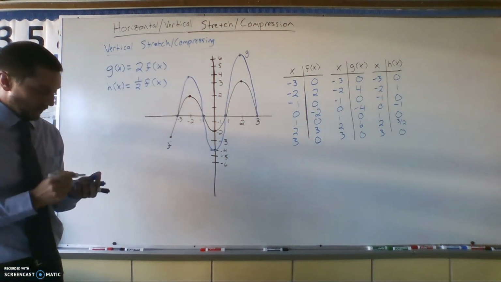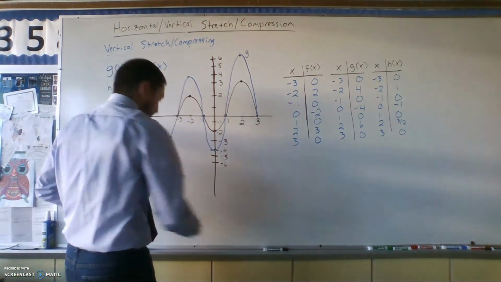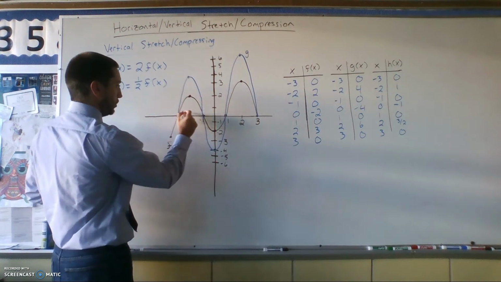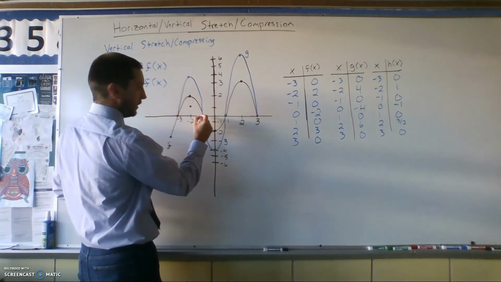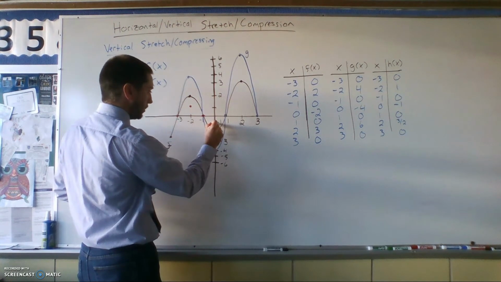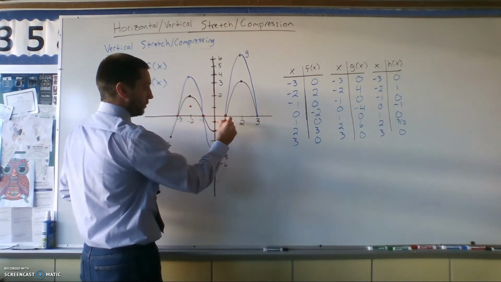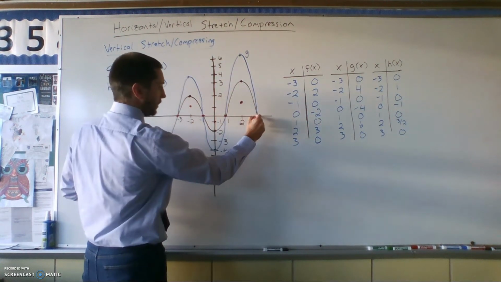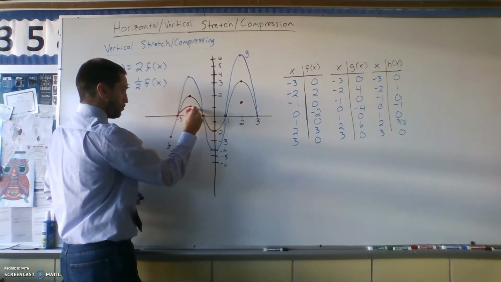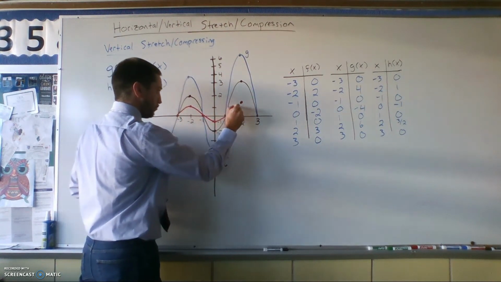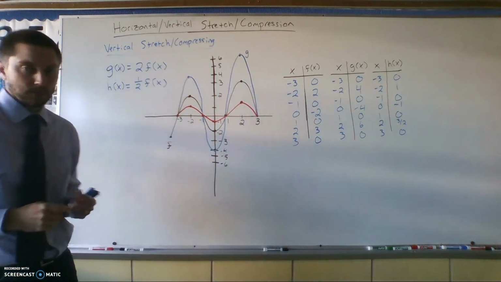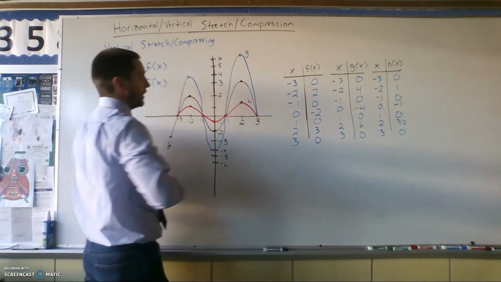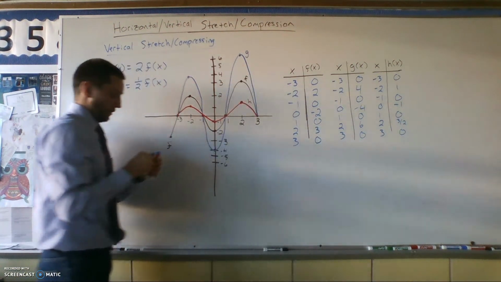Okay, so there's G, and then while we're here, let's go ahead and make H. I'll go ahead and do H in red. So (-3, 0), (-2, 1), (-1, 0), (0, -1), (1, 0), (2, 1.5), about there, (3, 0). And there we go. Okay, so this red graph, this is H. Okay, so we have the black graph is F, the blue graph is G, and the red graph is H.